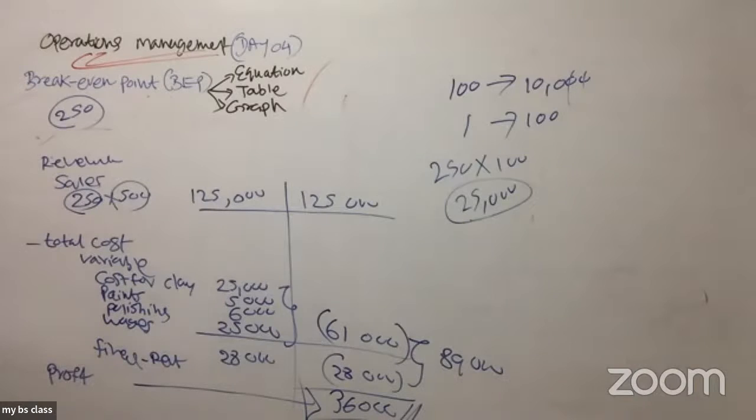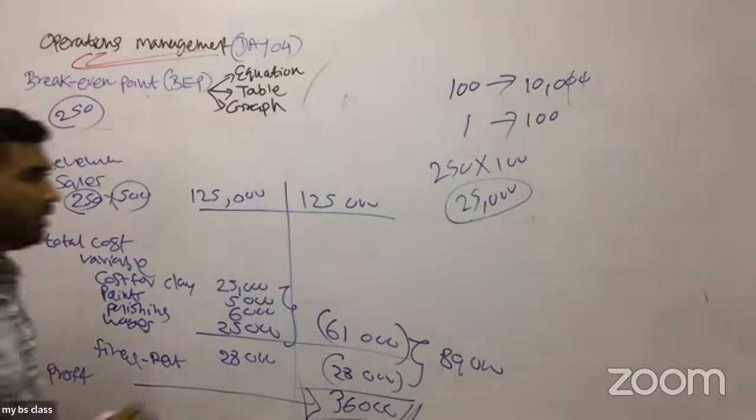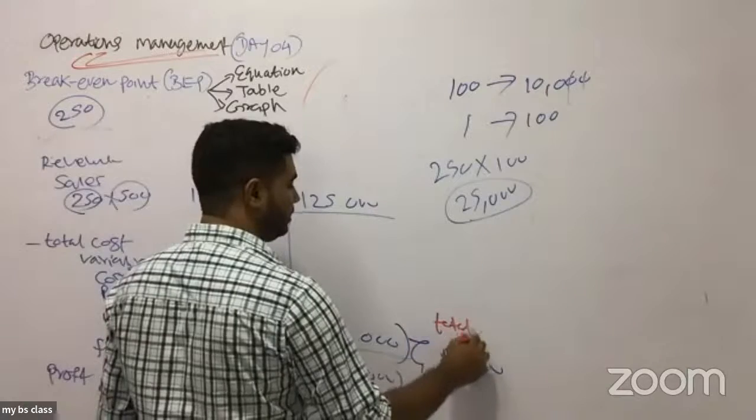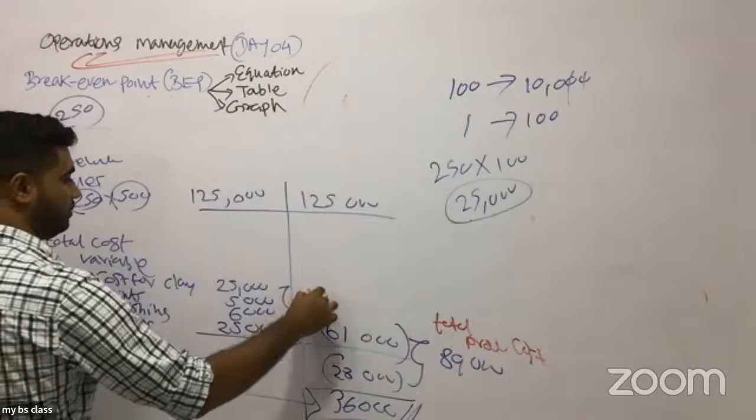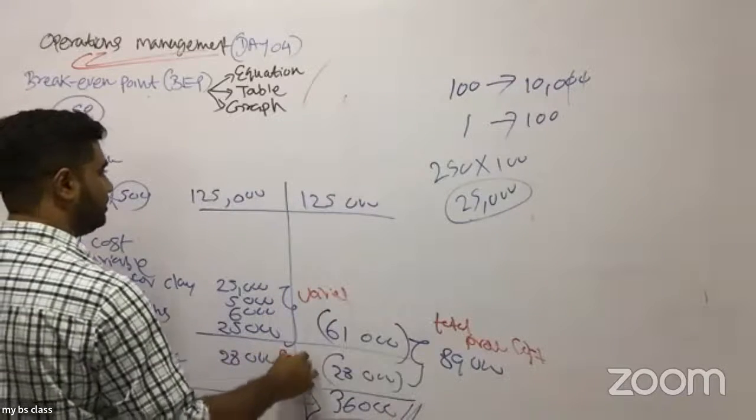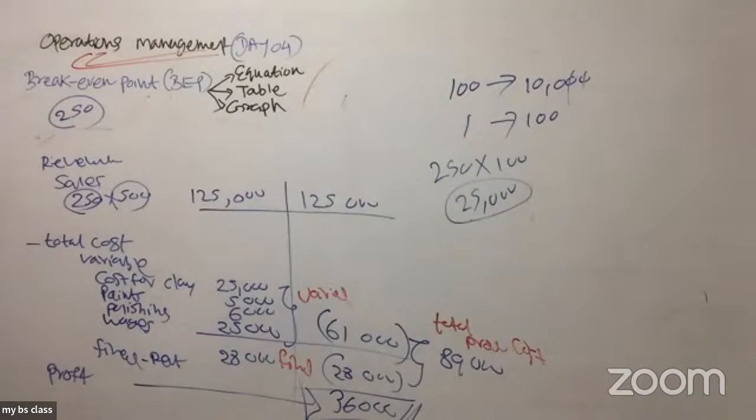So here you got your total production cost, which is the sum of your variable plus your fixed. I hope you don't find any difficulty with that. Right, I'll give 1 minute if you want to take any notes on that. Then we'll be moving to our next one, which is the contribution.